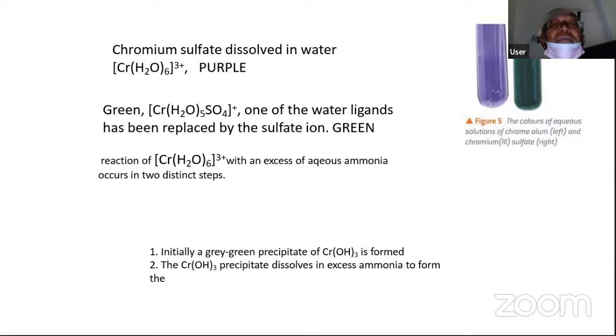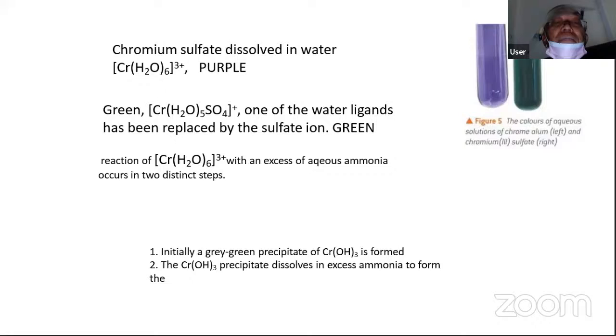But this is quite different compared to the copper sulfate, because chromium sulfate, when dissolved in water, is purple. You can see on the right side it's purple. But after some time, it turns green. So what is that green color? As I told you, the good part about coordination compounds is that they have color. Color indicates the chemical changes.